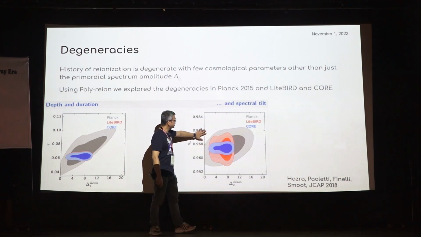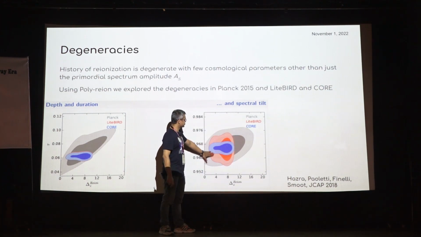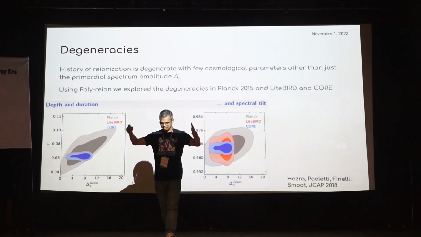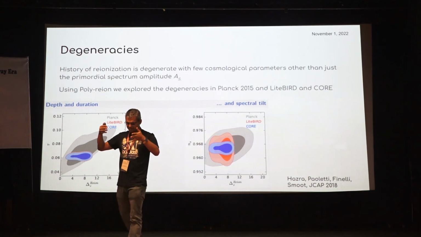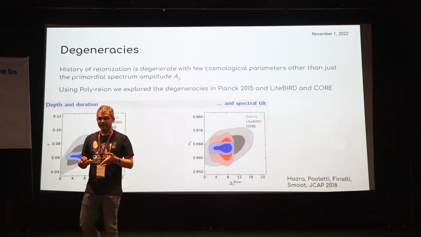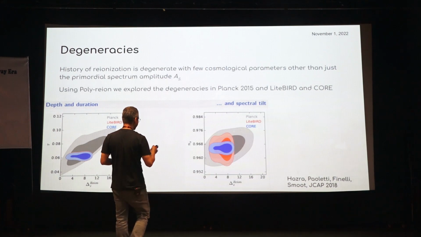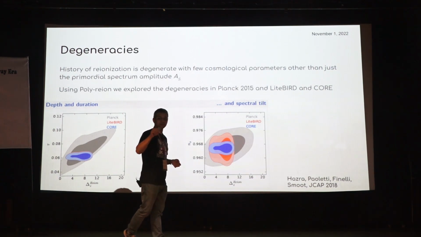You might wonder why we are not able to constrain n_s better than Planck with LiteBIRD. That is because LiteBIRD's resolution is not better than Planck. Its sensitivity is better than Planck, but its resolution is not better than Planck. As I said, it is cosmic variance limited, but only up to L equal to 800.